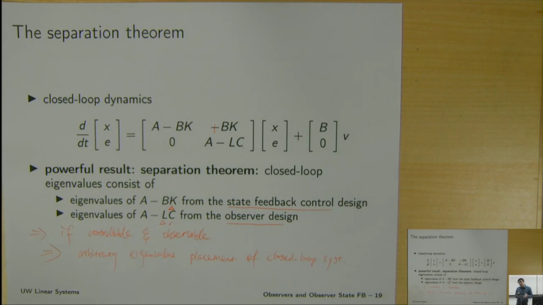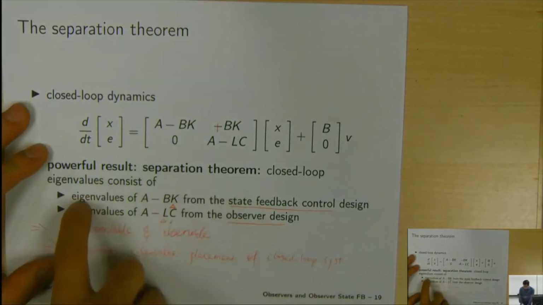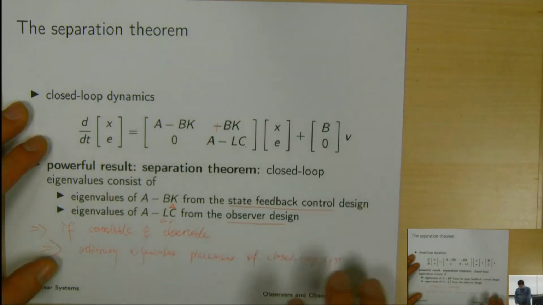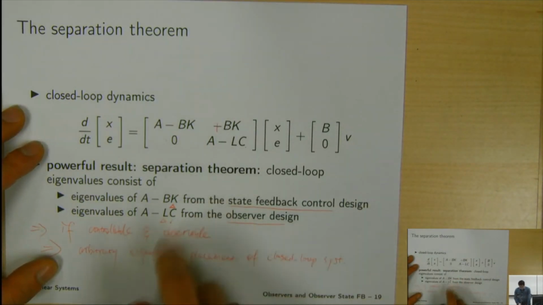All right, today we talked about state feedback control design if we have access to all the state. We talked about state estimation if we don't have access to all the state. And then we talked about, finally, the powerful result of combining both of them, and we see the nice separation theorem.